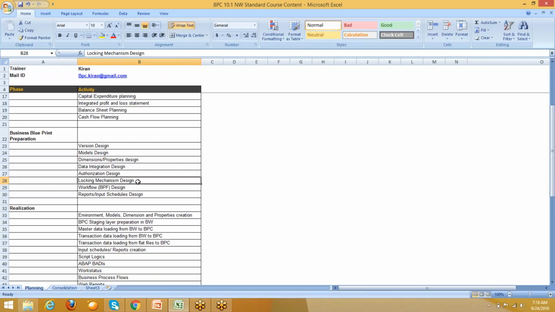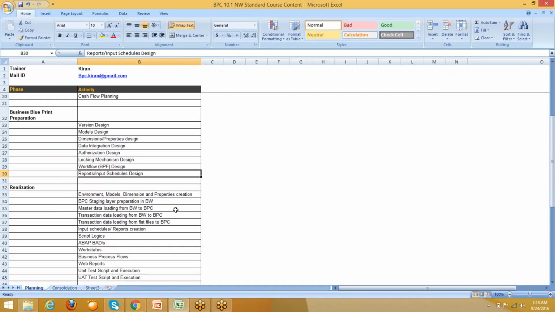It's a work status, we call it workflow BPF design. So the performer plans the data, the reviewer approves the data. For each planning scenario, who are all the performers, who are all the reviewers, that we have to document. Sometimes it is optional, adding it in the detailed design in the blueprint. Reports and input schedules design: what are the reports you are going to provide for these planning scenarios, and what are the input schedules you are going to provide, that should be added in the blueprint.